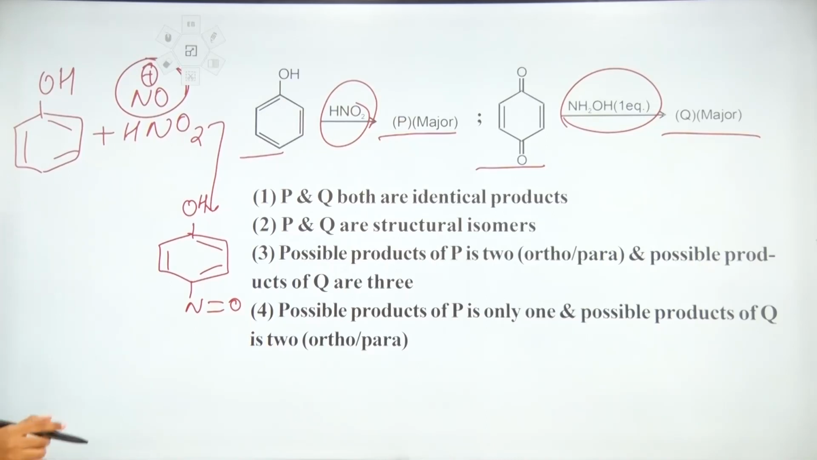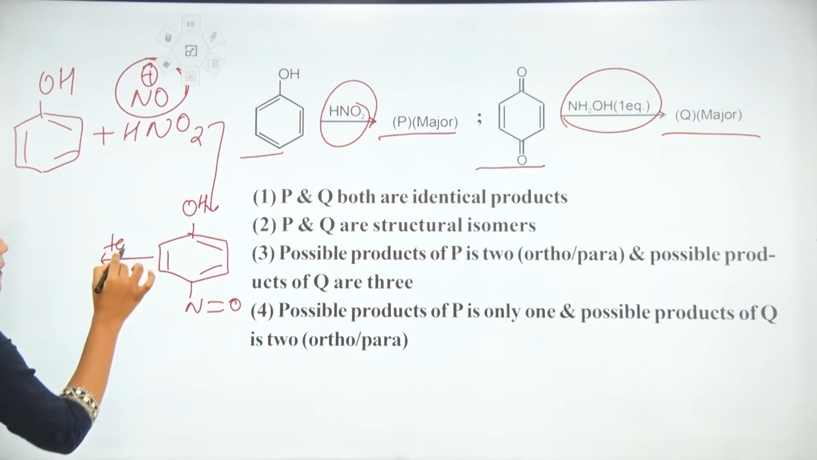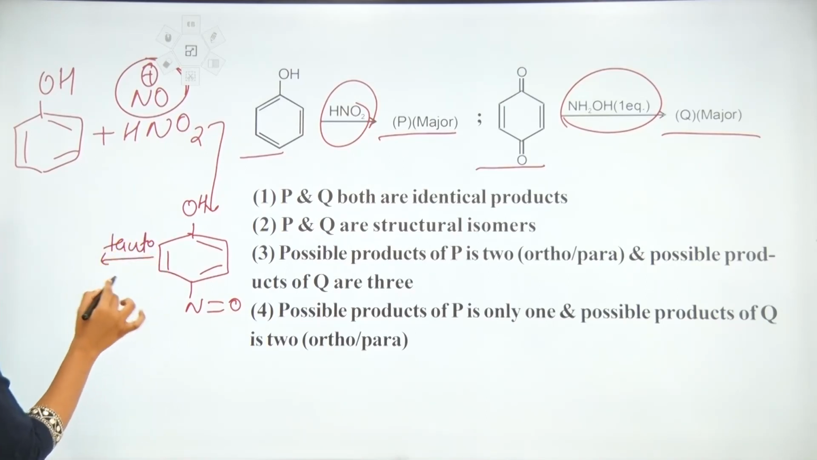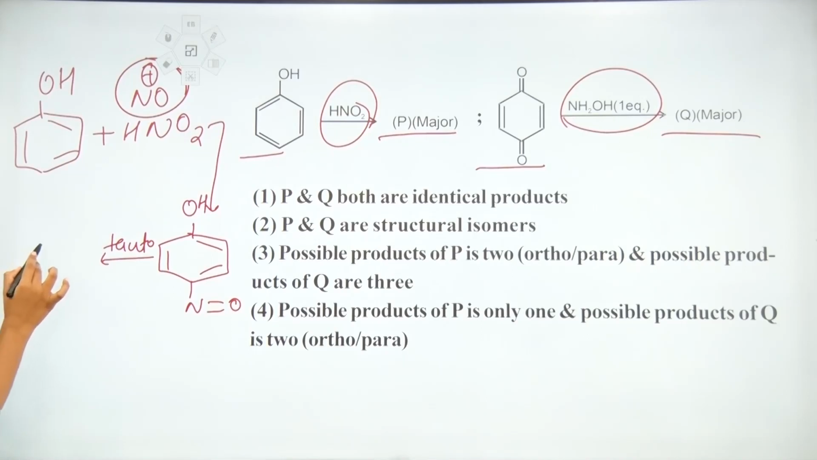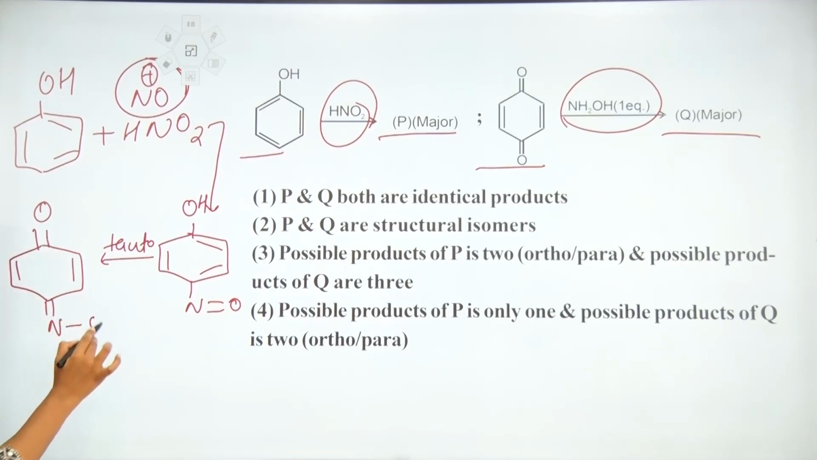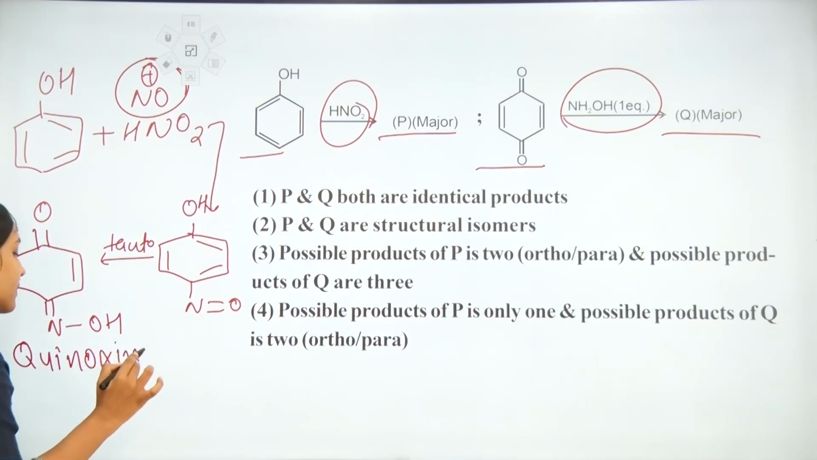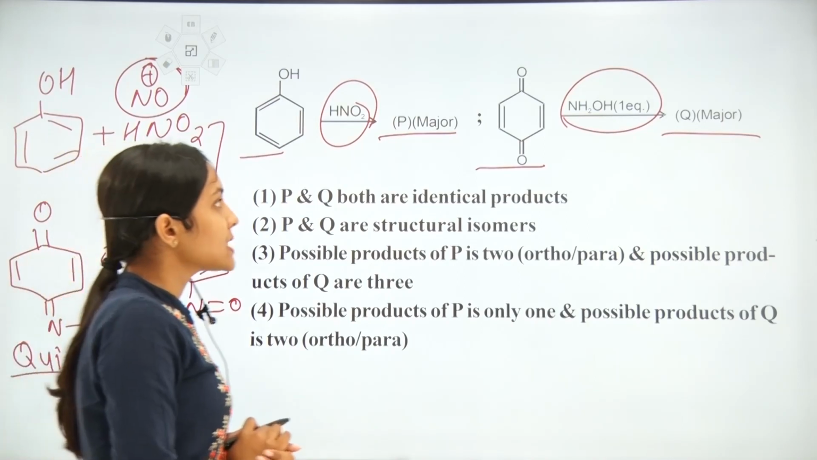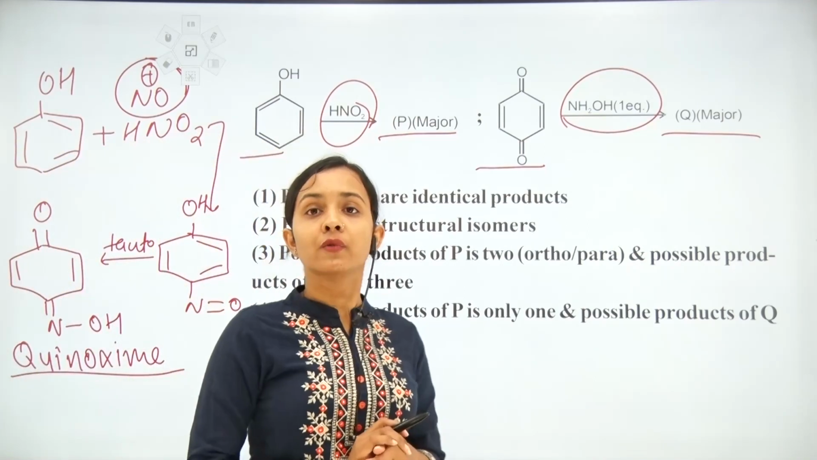Now this para-nitrosophenol will get tautomerized, and after the tautomerization, we will obtain quinoxime as the major product of this reaction. So we will obtain this quinoxime, right? This is the major product of this reaction. The name of this product is quinoxime.